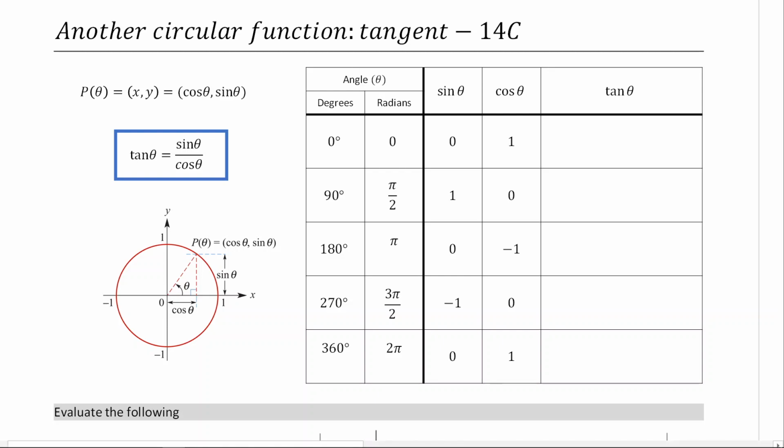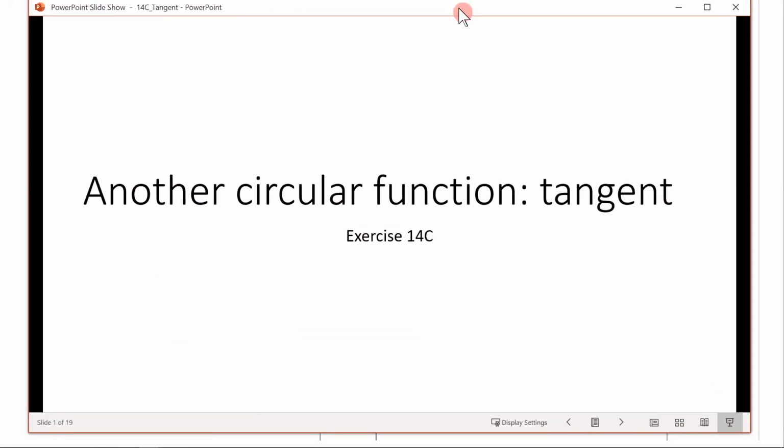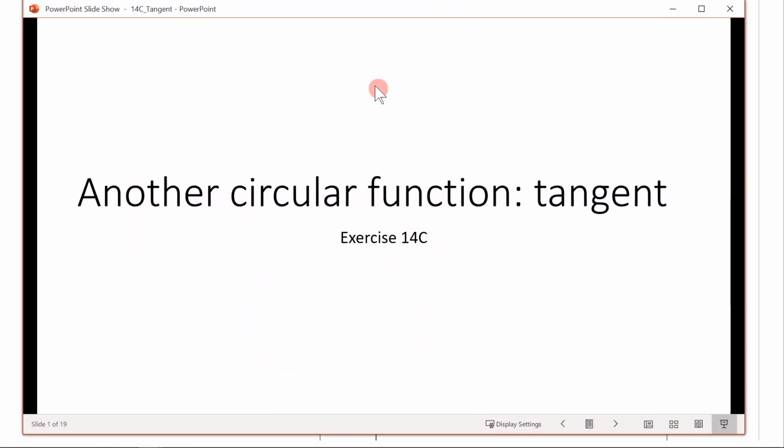Welcome. So in this video, we're going to be talking about another circular function, which is tan. Before we launch into the notes here, let's just quickly work through this presentation right here, and hopefully we get a better understanding as to what tan is.